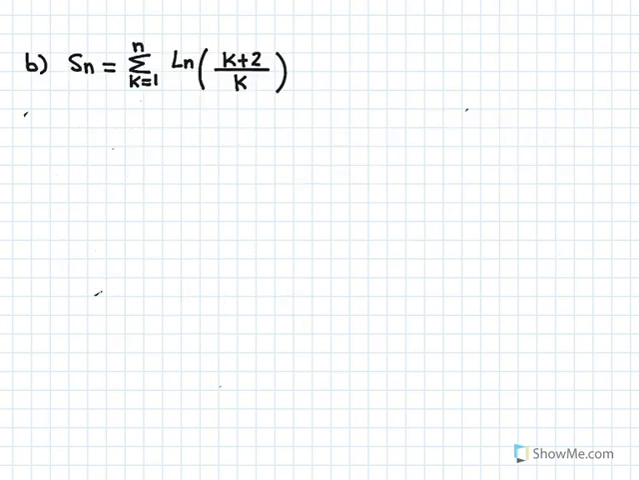Now let's look at another type of telescoping series. Here we have Sn is equal to log of k plus 2 divided by k. Let's apply the rules of logs and rewrite this in a different form to see the cancellations.